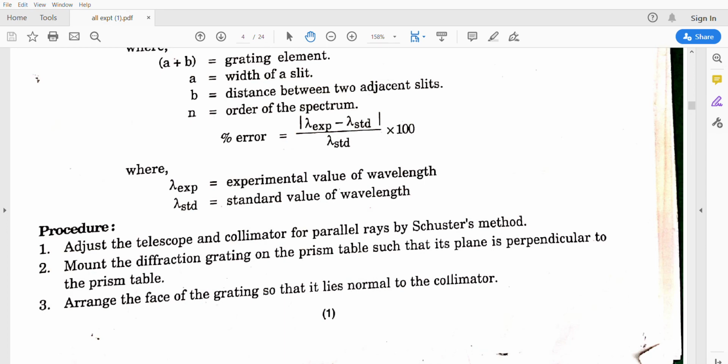So this is the procedure, this is the adjustment. The main adjustment we can understand from this diagram. Here the source of light is falling on the collimator and it is falling on the grating and we can observe the colors. We have the same tabular column here. They have separately given the main scale reading and vernier scale reading. I had mentioned that theta 1 has both scales, main scale reading and vernier scale reading, always.